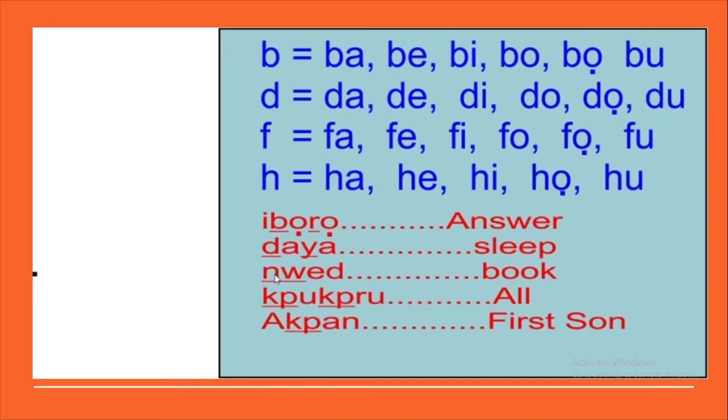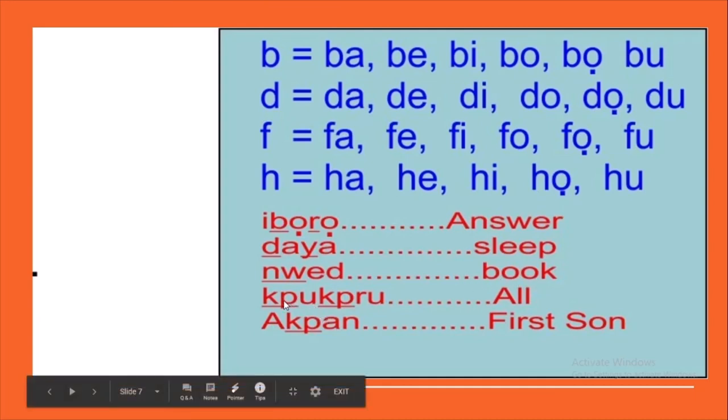We have here NW. If you add a vowel sound to it, it gives you a meaningful word. This is NW. If you add E, Nwe. But if you add ED, Nwed. There is an A sound here and there is Nwed, which means book.